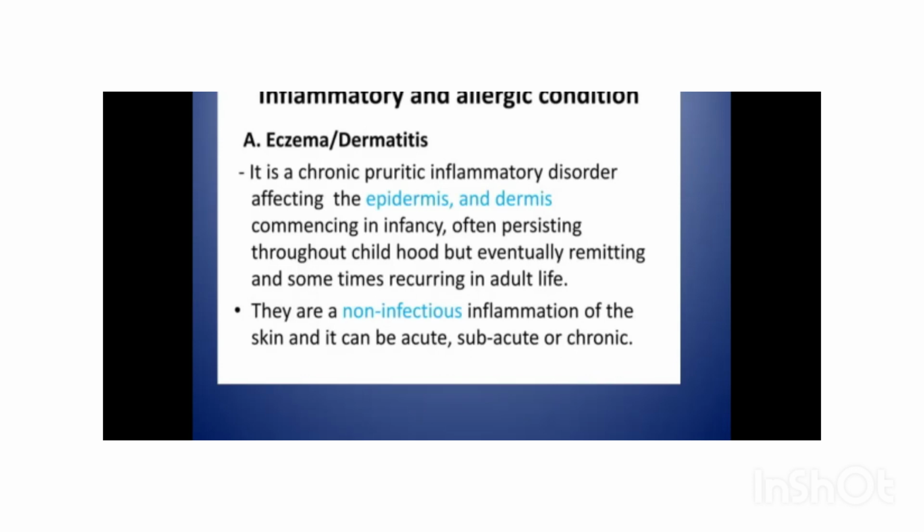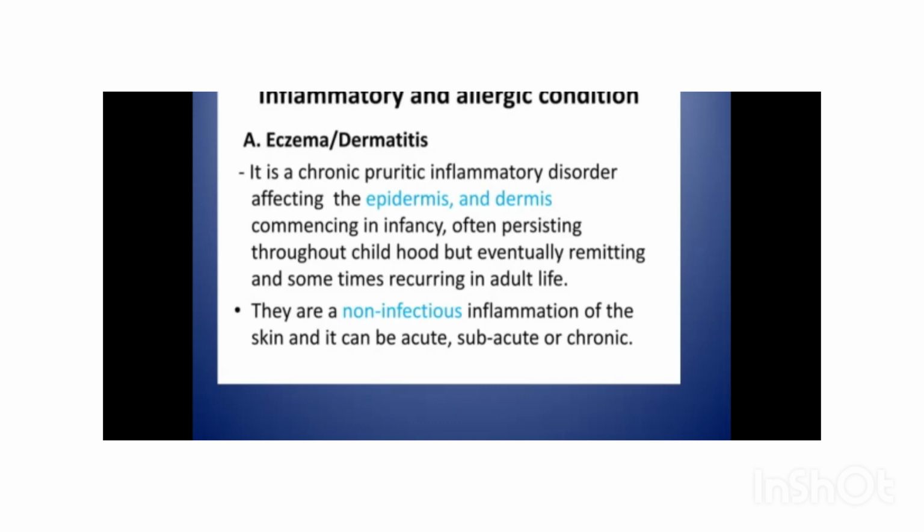So, dermatitis is also known as eczema. It is a chronic pruritic inflammatory disorder affecting the epidermis and dermis. Chronic pruritic inflammatory disorder means it can cause severe itching and irritation, and it affects the epidermis and dermis. We know that the skin has three layers: epidermis, dermis, hypodermis. This dermatitis can start in infancy, persist throughout childhood, and even reoccur during adulthood.